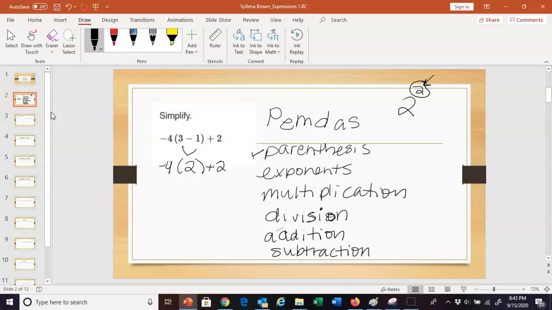We do have some more parentheses, right? And it is considered multiplication. So when you have two numbers right next to each other like this, that's considered multiplication. So we're going to do negative 4 times 2, that's negative 8. And now we can just go ahead and add these two numbers. Negative 8 plus 2 is negative 6. And that is our final answer.